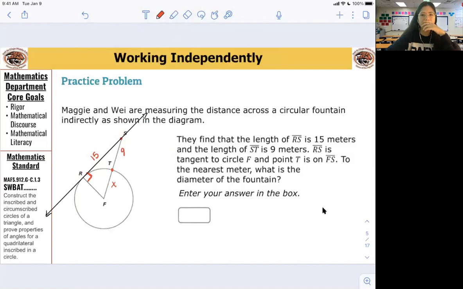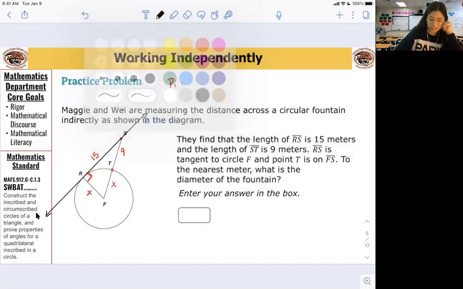Miss, I think I have it. Can you hear me? Can we do the Pythagorean theorem, and we do 15, x squared, because RF would be like the radius too. So if we find that side, then we can multiply it by 2, and then that would be the diameter. That is correct. So let's try it out.